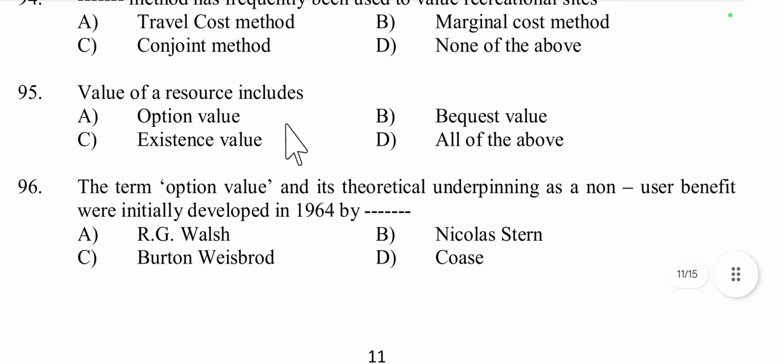Then question number 95, the value of a resource includes option value, bequest value, existence value, all of the above. Yes, all of the above is the right answer. The value of a resource includes option value as well as bequest value as well as existence value, because the total economic value includes them. Option value means value of preserving for future use. Bequest value means value for future generations, and existence value means value of knowing it exists even if not used. So all of the above is the right answer.